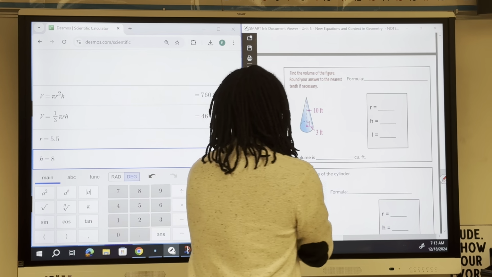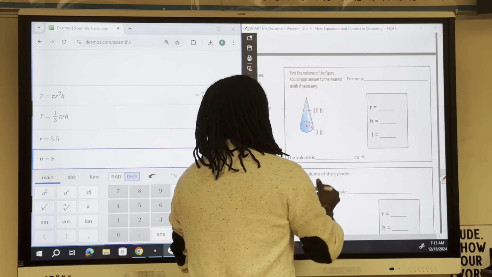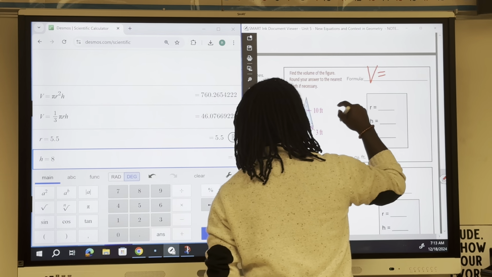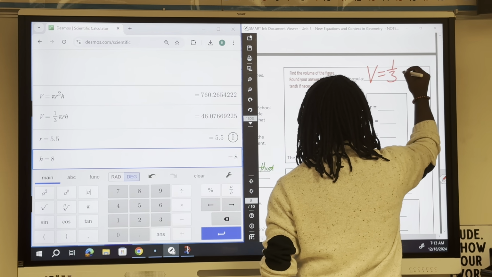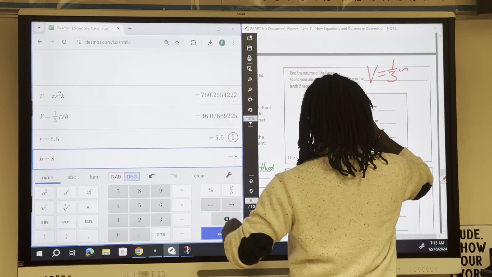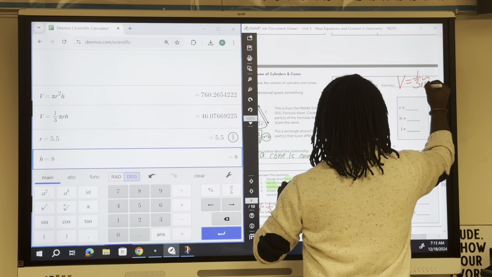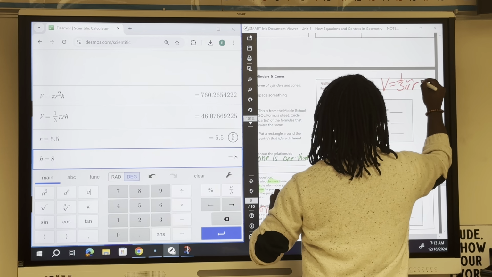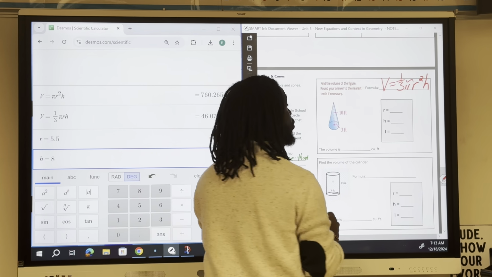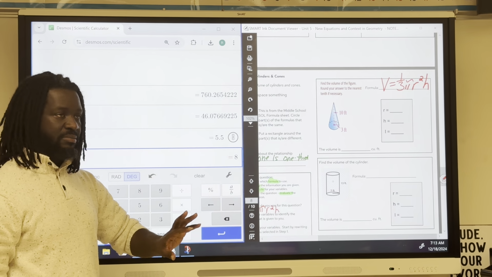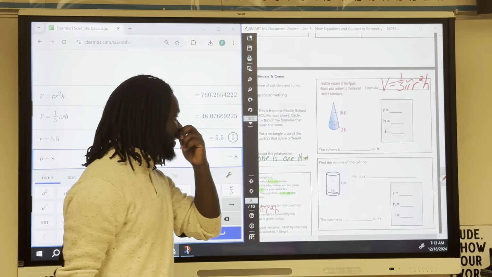All right, so the formula for the volume of a cone is 1/3 pi r squared times the height. I want you to make sure that you write the formula down every single time, okay? Don't skip that step, all right?